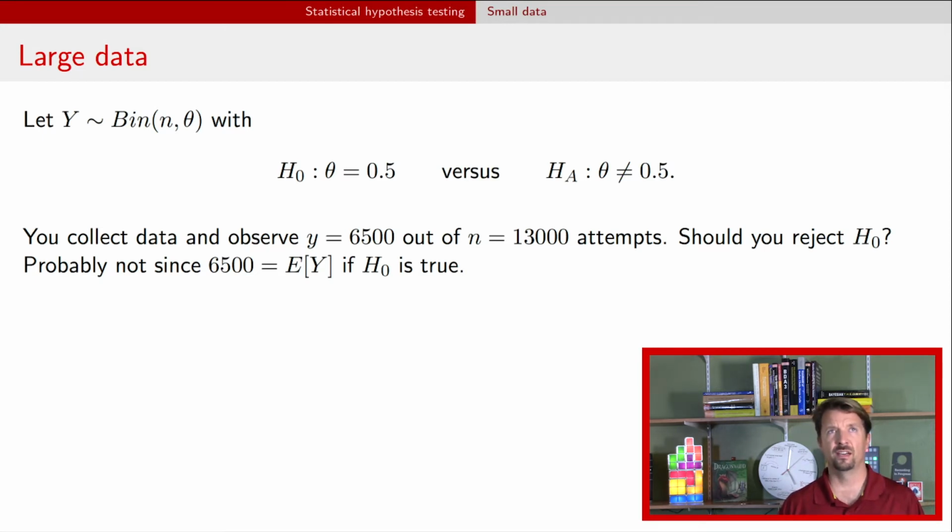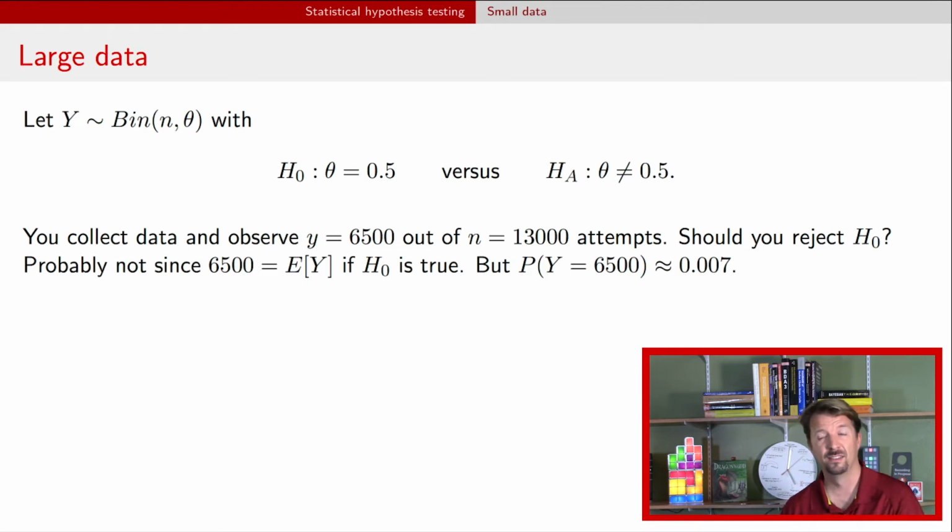All right, but if I were to calculate the probability of observing exactly 6,500, that's pretty small. In fact, even smaller than the previous slide, right? And that just comes about because there are so many possibilities when you're doing 13,000 attempts that any one of those individual possibilities has a relatively small probability.